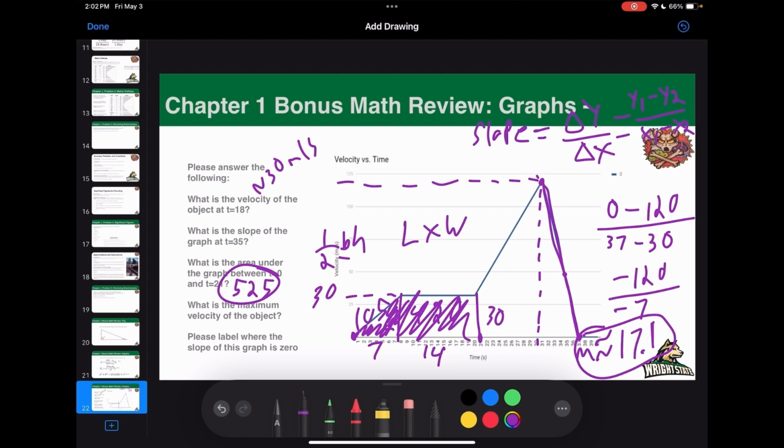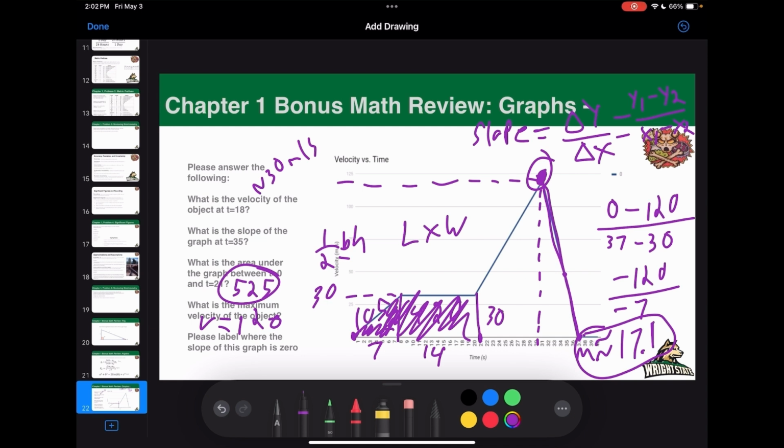Next question is easy. What is the maximum velocity of the object? The maximum velocity, where the velocity is highest, is going to be right here. Right? Our velocity is this value, so our top point here is the maximum velocity. So it's going to be velocity equals 120 thereabouts. I estimated it earlier as being about 120.